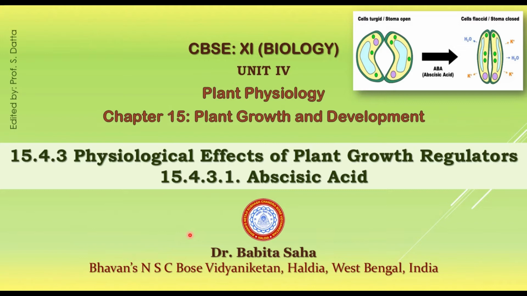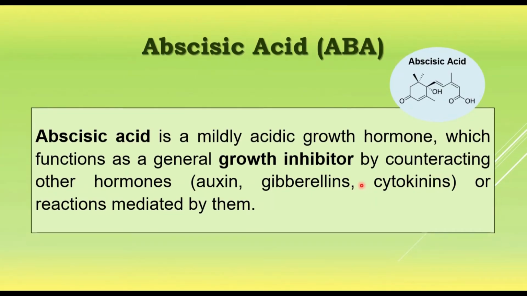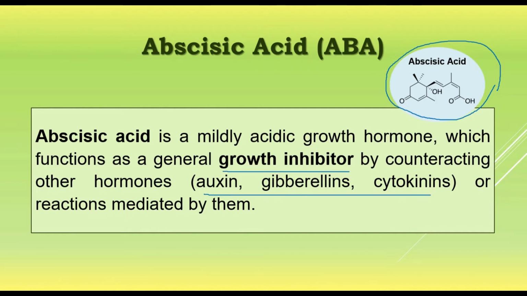We are now on the last phytohormone, that is the fifth one, abscisic acid. The abbreviation of abscisic acid is ABA. The chemical structure of abscisic acid is like this. Abscisic acid is a mildly acidic growth hormone which functions as a general growth inhibitor by counteracting other hormones like auxin, gibberellin, cytokinin or the reactions mediated by them.